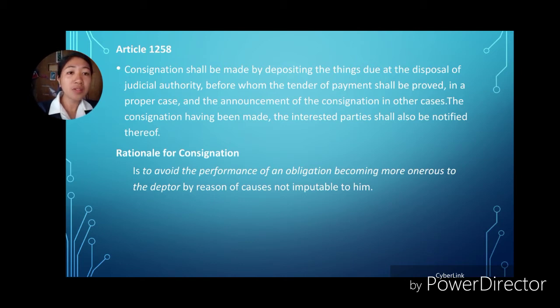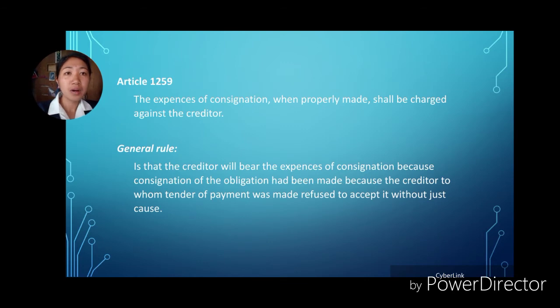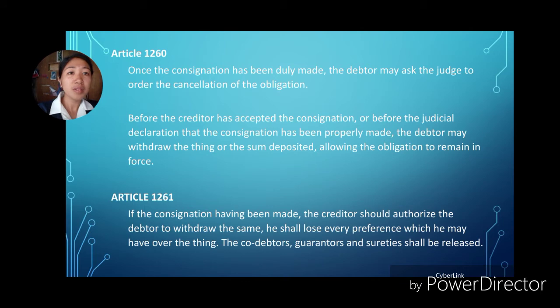The rationale for consignation is to avoid the performance of the obligation becoming more onerous to the debtor by reason of causes not imputable to him. Another article is Article 1259: the expenses of consignation, when properly made, shall be charged against the creditor. The general rule is that the creditor will bear the expenses of consignation, because consignation was made since the creditor, to whom tender of payment was made, refused without just cause to accept it. Article 1260.